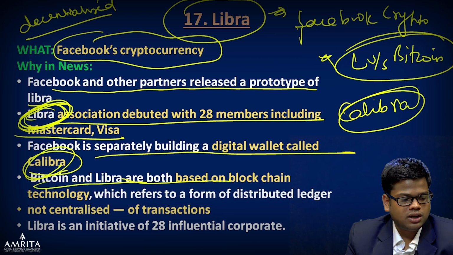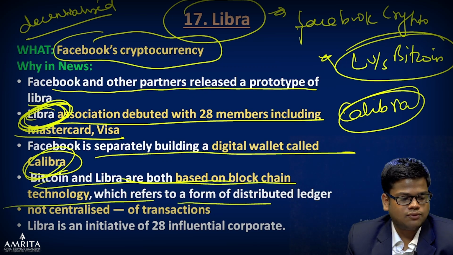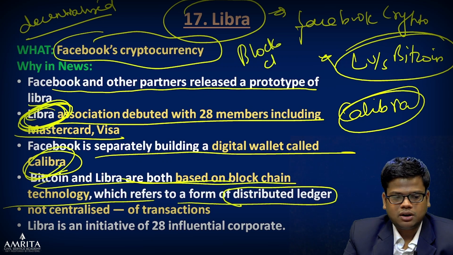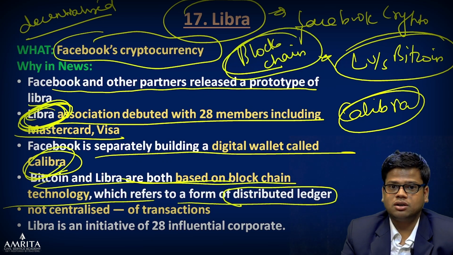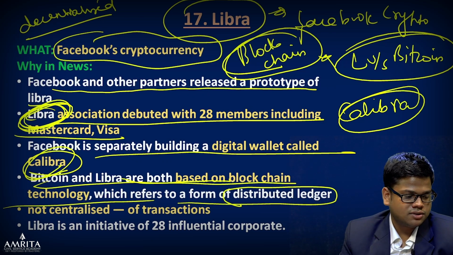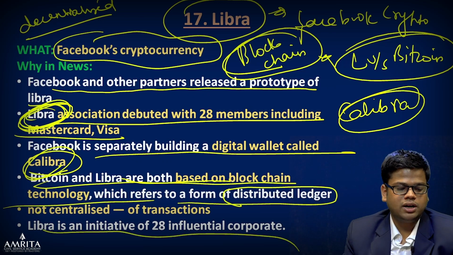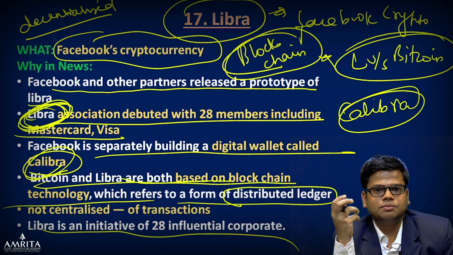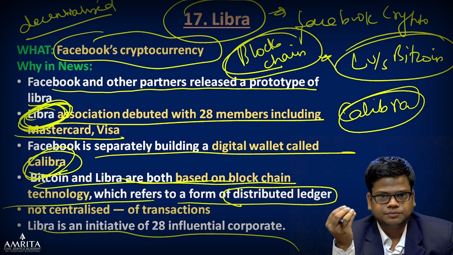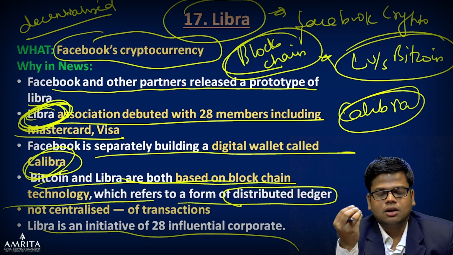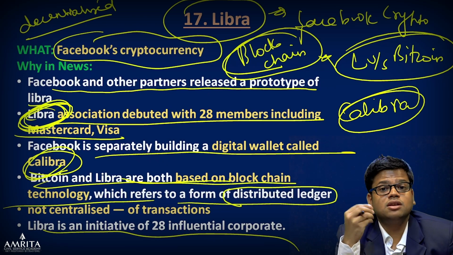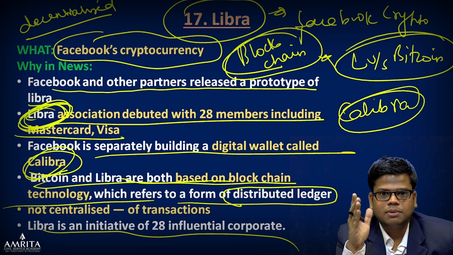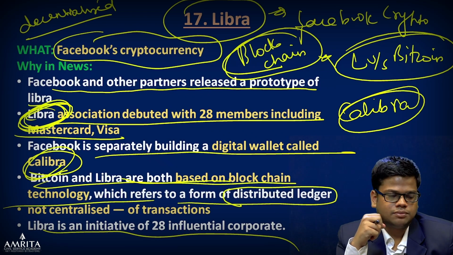Both Bitcoin and Libra are based upon blockchain technology, which is a form of distributed ledger. So remember to get to know what blockchain is. It is highly relevant, and it is not centralized in transactions. Libra is an initiative of 28 influential corporates. The question can be as easy as asking why Libra is in the news, or what Libra is, to as hard as a comparison of Libra with Bitcoin, nothing beyond it. They just want you to have knowledge of Libra and the platform it is based on.